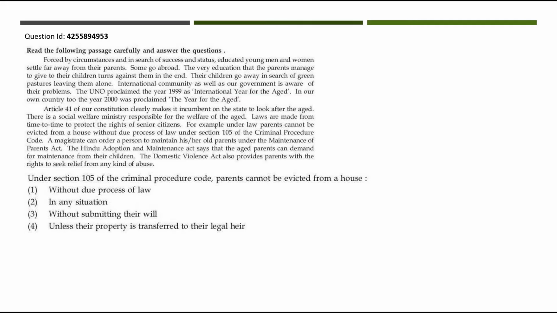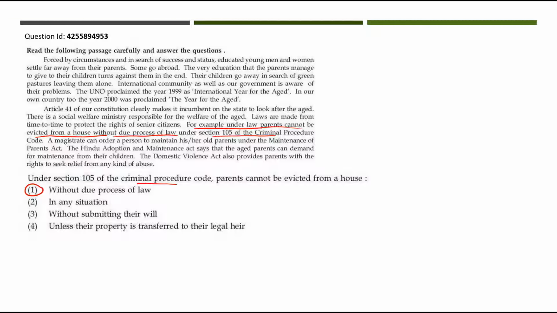Next question. Under section 105 of the Criminal Procedure Code, parents cannot be evicted from a house. So the statement is given here: under law, parents cannot be evicted from a house without due process of law. This is under section 105 of the Criminal Procedure Code. So the answer will be without due process of law. Option number 1 will be the right answer.